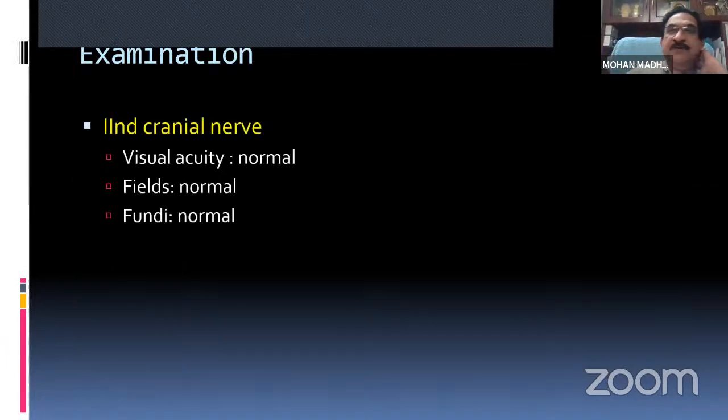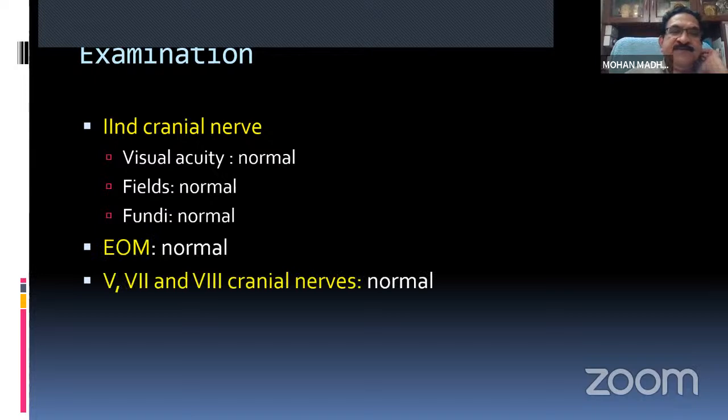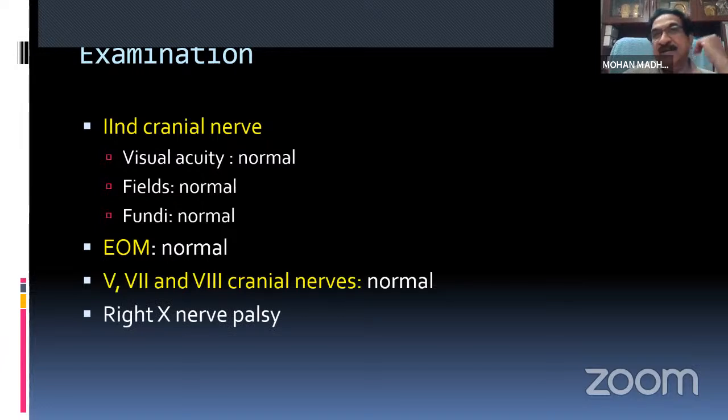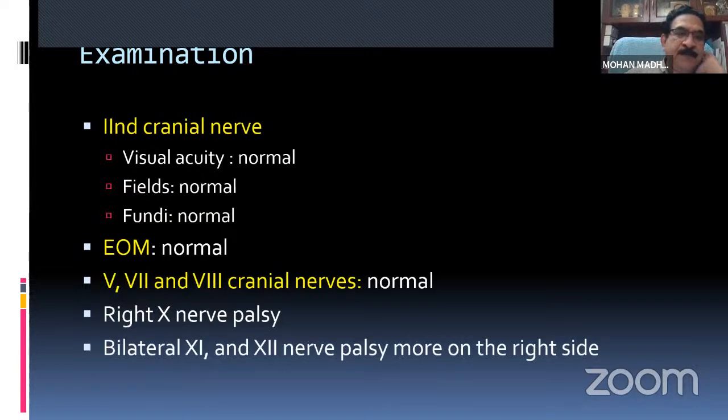Visual acuity was normal. Even though he was diagnosed with pituitary adenoma, the visual fields were normal. Extraocular movements were all normal. The 5th, 7th and 8th cranial nerves were normal. The patient has right 10th nerve palsy. Whether there is additional mild left involvement we can't be certain, but definitely more on the right side. There is bilateral 11th and bilateral 12th cranial nerve palsy, more on the right side.